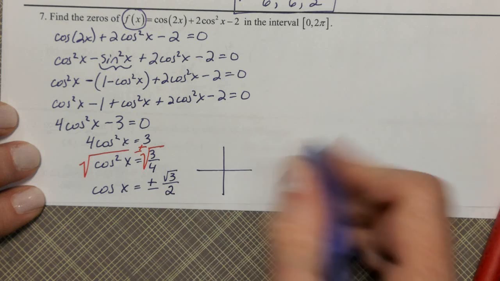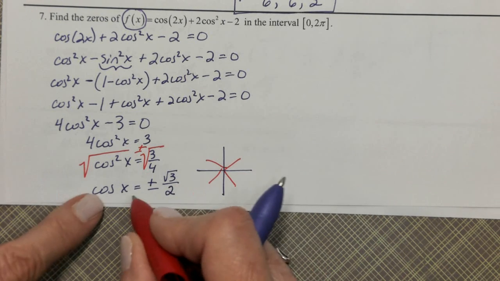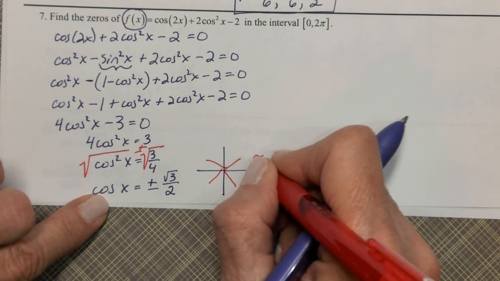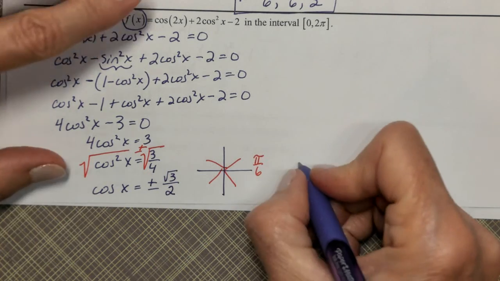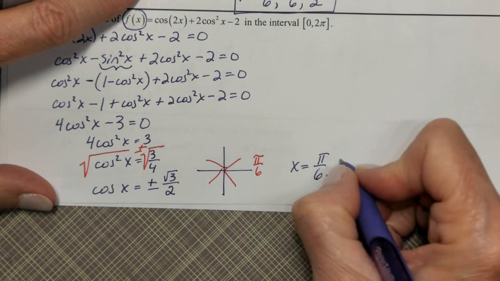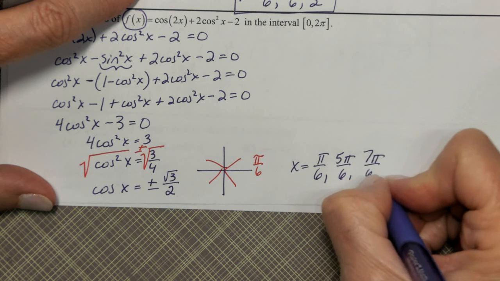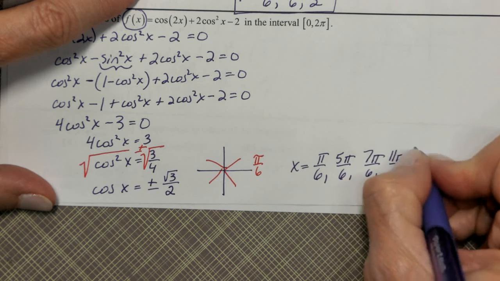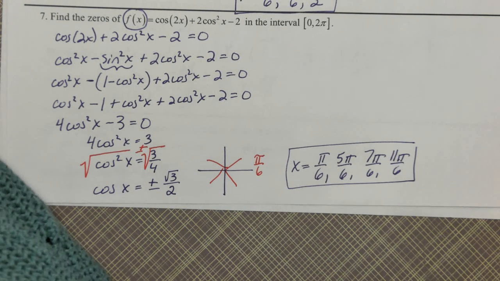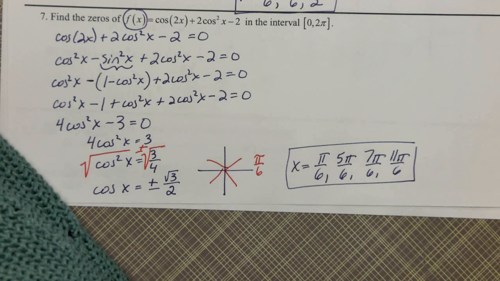This puts us in all 4 quadrants. And the reference angle that makes cosine square root 3 over 2 is pi over 6. So we get that x is the pi over 6 angle in quadrant 1, quadrant 2, quadrant 3, and quadrant 4. And that is some of the things we can do with the double angle formulas.